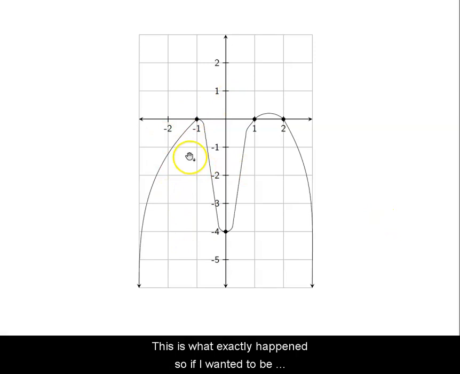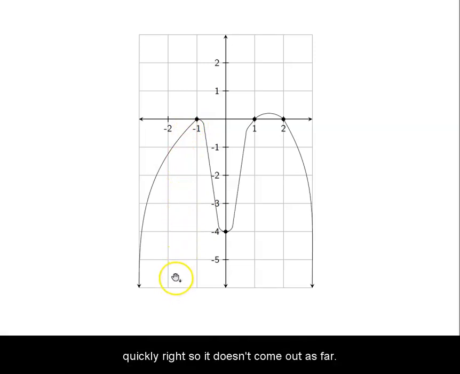If I wanted to be a little bit more accurate in my guess, I would have evaluated some points of my polynomial. Just plug in a couple of points to see what happens. For instance, maybe I plug in a value in between -1 and -2, -1/2 for instance, plug in a value in between 1 and 2, maybe 1.5, and then maybe 2.5, just so that I have a better idea of what happens, because obviously this gets very, very negative very, very quickly. So it doesn't come out as far.